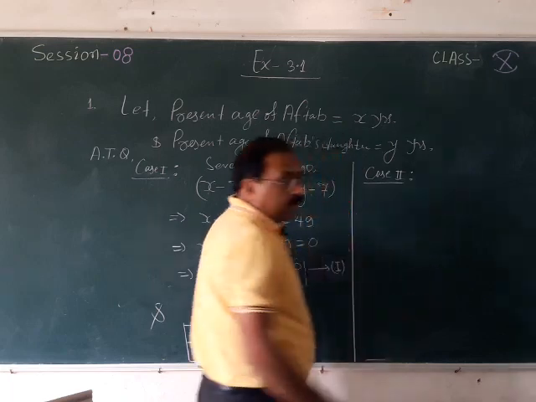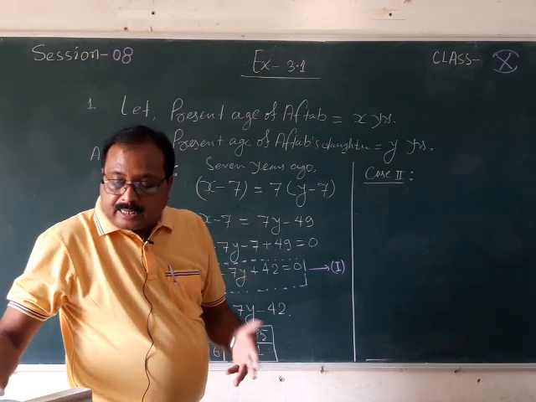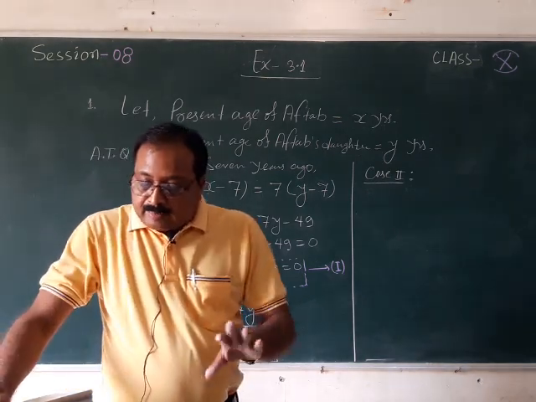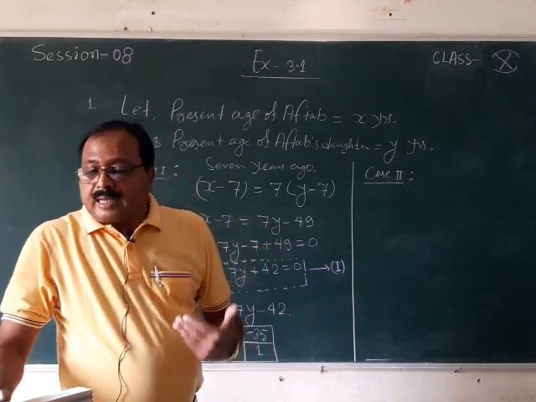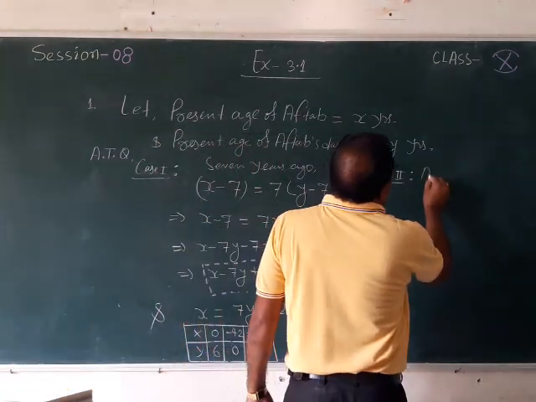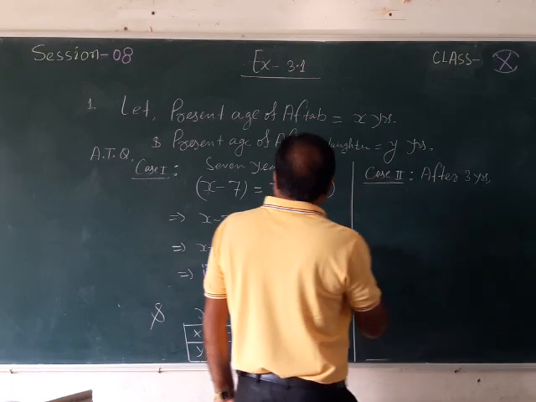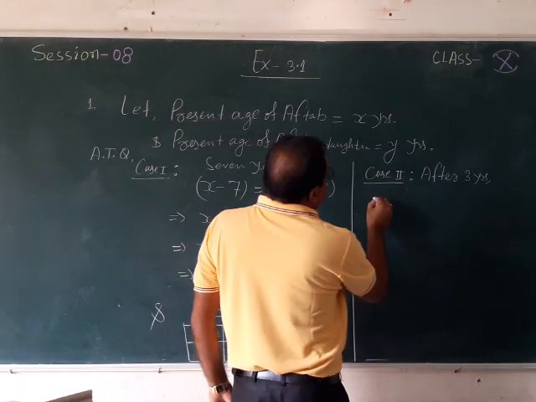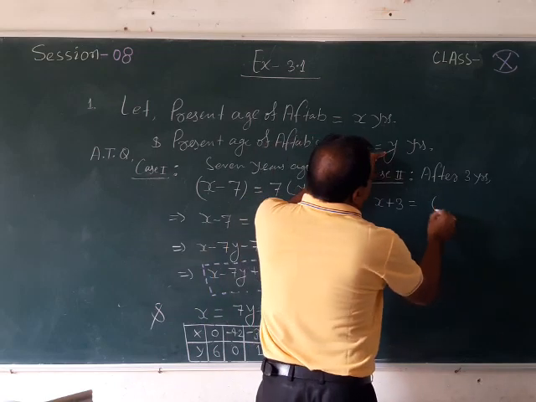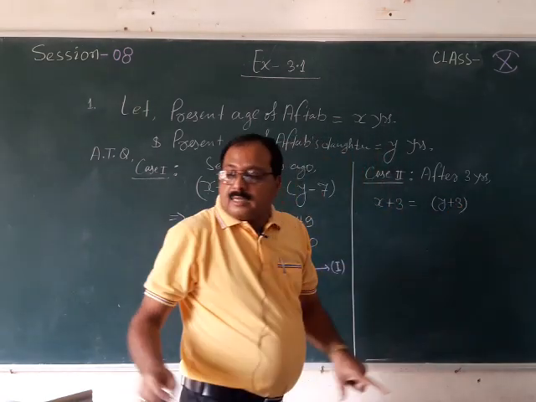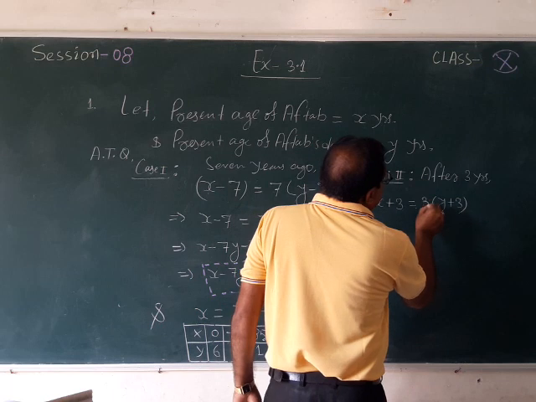In the second case, what is told in your question, the second condition is written that 3 years later, that means 3 years from now, I shall be 3 times as old as you will be. So case number two is talking about after 3 years. Aftab's age will be x plus 3 and the daughter's age will be y plus 3, but the relation is given that Aftab's age will be 3 times the daughter's age. That means you need to multiply this by 3.